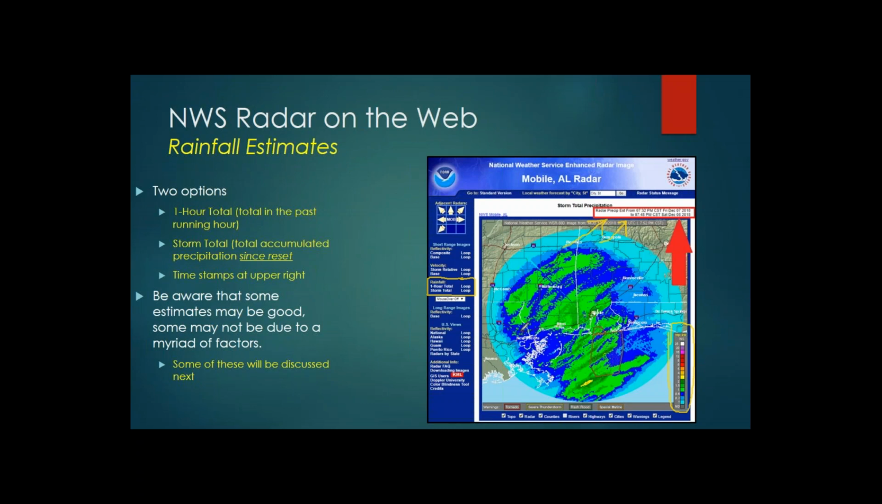Not all estimates are perfect. Some are good, some are bad, and they can change during the day. When I work a big flash flood event, sometimes I'll go through a few storms where it's right on the money. I'll overlay rain gauges over that, and it's estimating it well. Other times, other parts of our forecast warning area, it stinks, and you've got to use other tools or automated rain gauges to get a better idea of what's happened. So be aware that those estimates may be good and they may be bad due to a myriad of factors, and I'm going to discuss those here in just a minute.